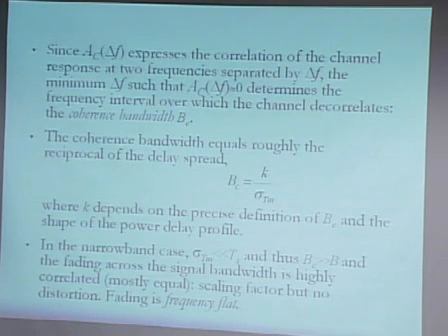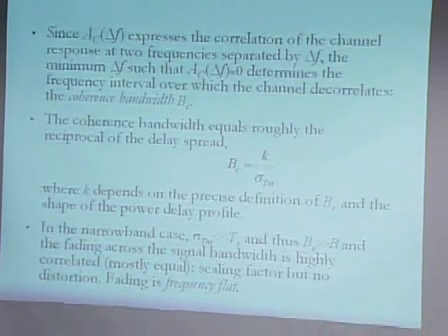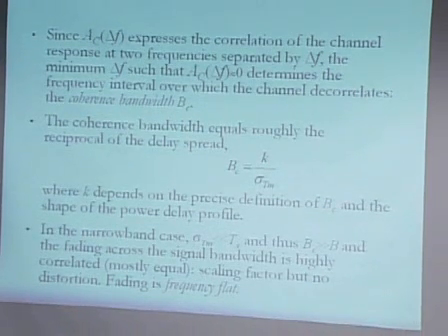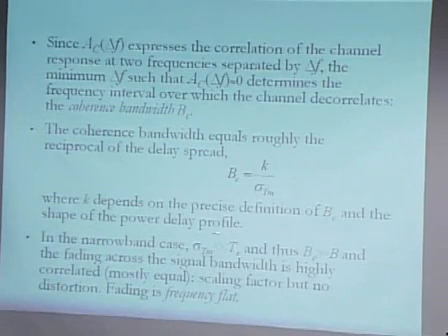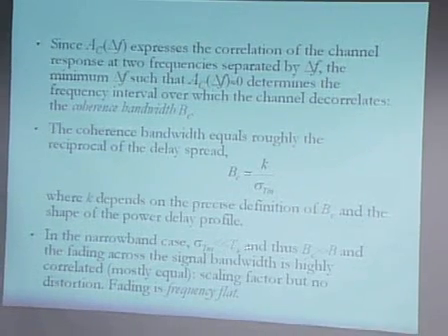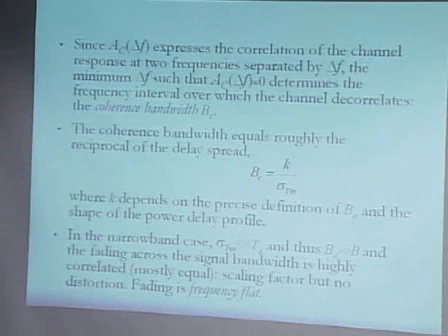So in the narrowband case, we found that by definition, narrowband channels were those where the delay spread was much shorter than the symbol duration. Remember that the pulses have to be pretty much lined up. So the difference in delays, which is the delay spread, has to be much smaller than the symbol duration.